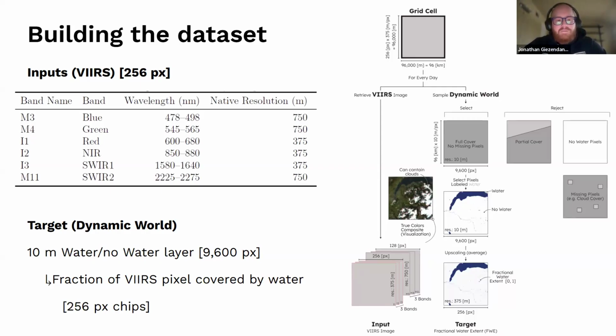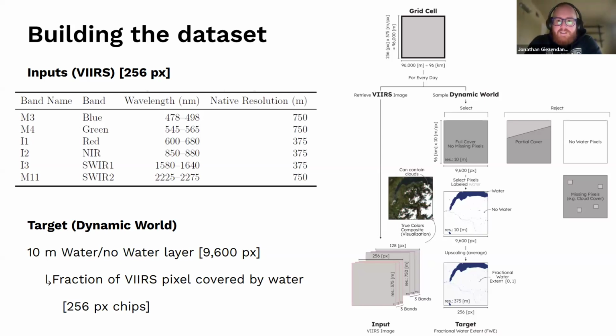And then per VIIRS pixel, so 375 meters, we calculate the amount of the pixel that is covered by water for every VIIRS pixel. So we rescale that one to 256 pixels per chip. And you see on the right, this is our pipeline.